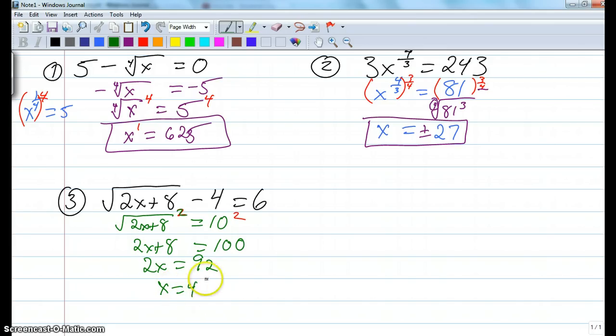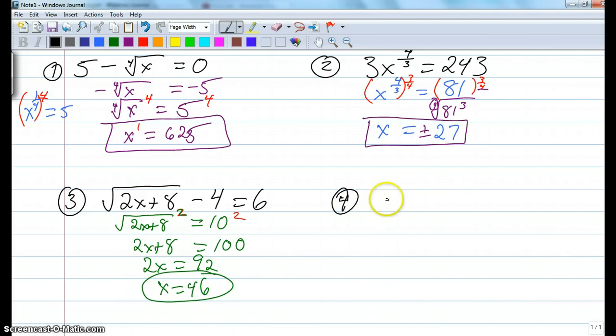X is 46. All right, check your answer. 2 times 46 is 92 plus 8 is 100. The square root of 100 is 10. 10 minus 4 is indeed 6, so we know that we're right.